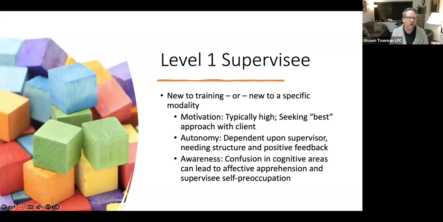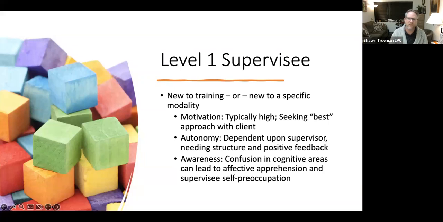And concerning awareness, there can be some confusion cognitively for the level 1 supervisee because they're just really focusing on, am I doing this right? And so they might miss some of their client stuff. So this supervisee, a level 1 supervisee, is going to benefit highly from those facilitative interventions.